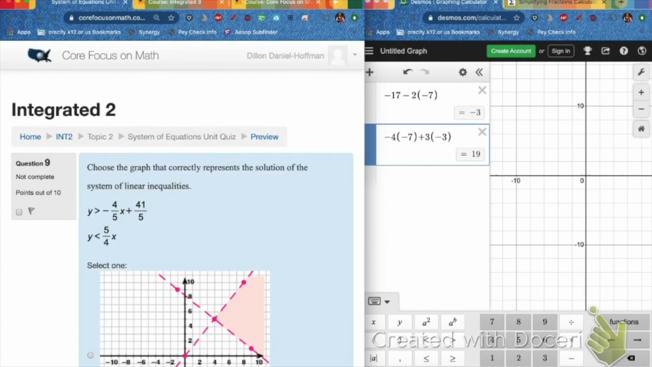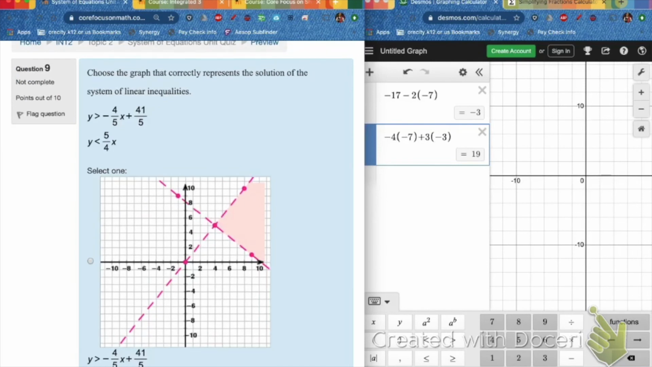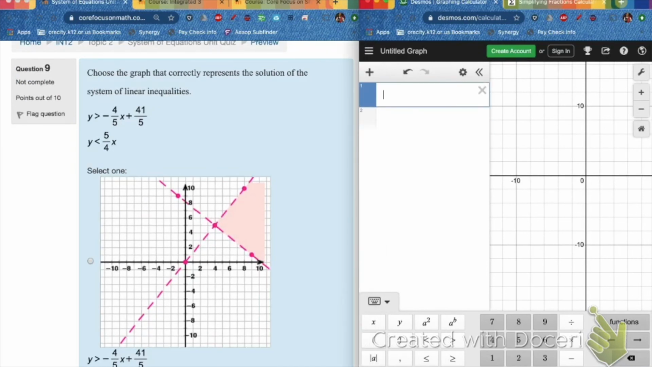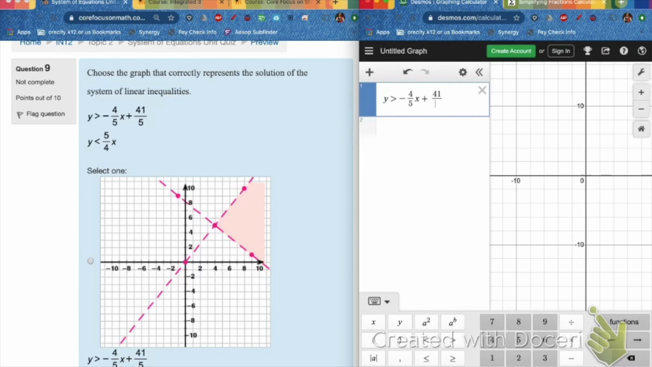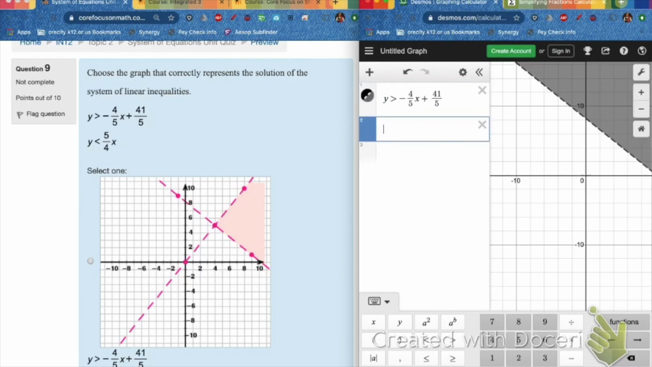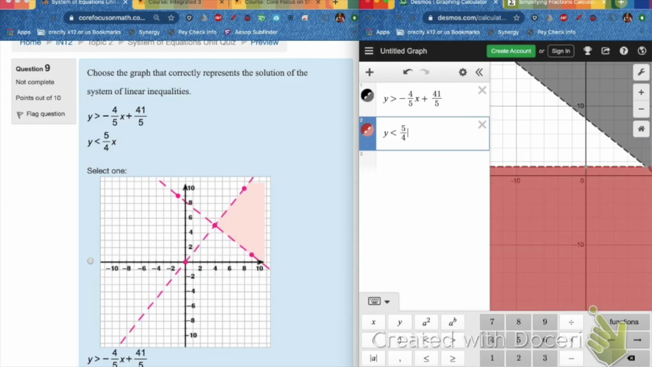And finally, let's end with what we just did. Using our graphing calculator, we know that these are both going to be dotted because they are non-equal inequalities. That's just a greater than, and this is a less than. And we remember that, oh yeah, black and red make a, I don't know, a darker red.